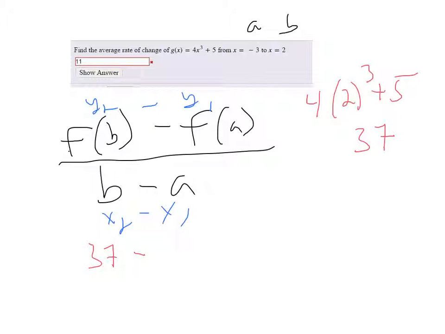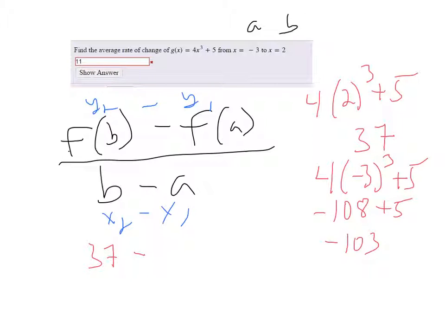Minus, then we're going to find f of negative 3, so 4 times negative 3 cubed plus 5. Negative 3 cubed is negative 27, negative 27 times 4 is negative 108, if I'm doing my arithmetic right, plus 5. I've got to subtract them, so I'm getting negative 103. So I'm going to do minus negative 103, and then divide that by 2 minus negative 3.